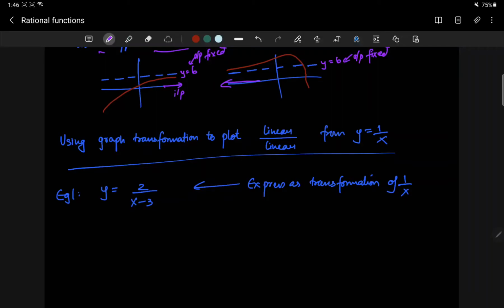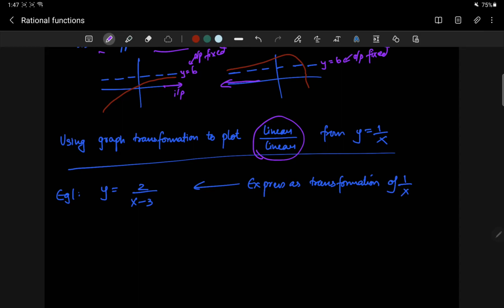Hi everyone. In this video, we are going to learn one way of plotting these rational functions of a particular kind. We learn a more general method later on. However, this method ties to what you've learned before, which is about graph transformations. So the goal is to use graph transformations to plot functions which are a linear function divided by a linear function.